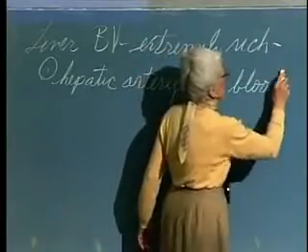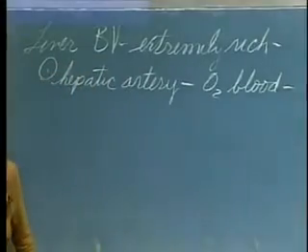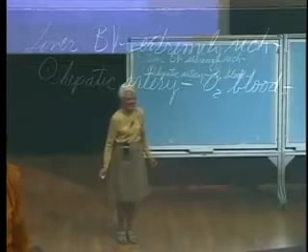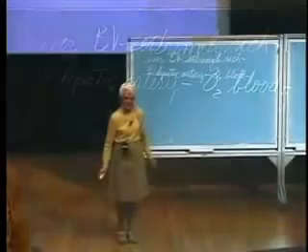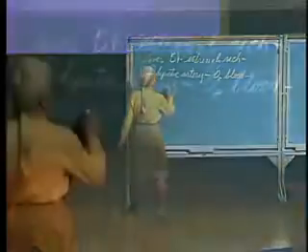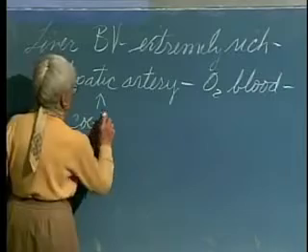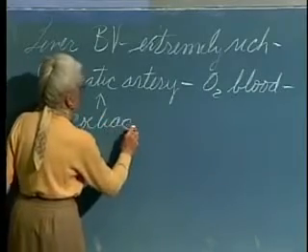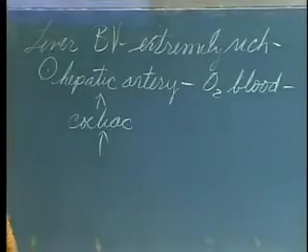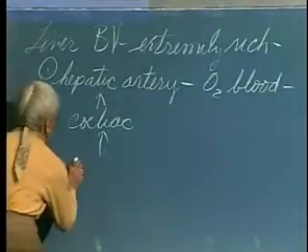Does anybody know where the hepatic artery comes from? No? Good guess, but not right. That's all right. No, from the celiac. Do you remember the celiac? Not too well. Where's the celiac coming from? The abdominal aorta. Good for you.